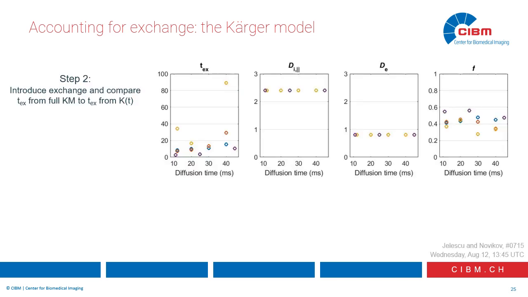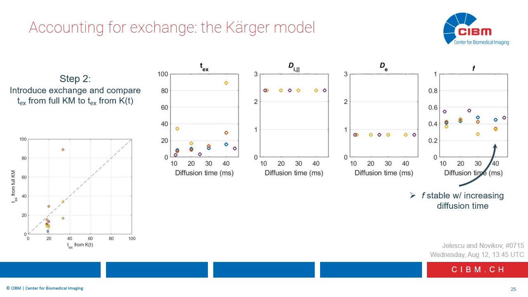The second step, then, of course, is to introduce exchange and compare the exchange time we estimate from the full Kärger model to the exchange time we can estimate from time-dependent kurtosis, for example, if we assume the only source of kurtosis is that between two compartments. So in this case, we see that the exchange time is also fairly stable as a function of diffusion time. It's somewhere between 10 and 20 milliseconds. And more importantly, we see that we're able to stabilize the fraction. So the intraneurite fraction now becomes almost independent of diffusion time once we have accounted for exchange.